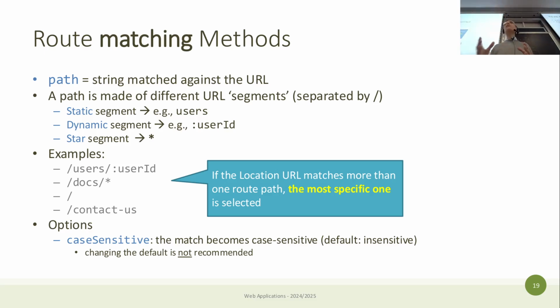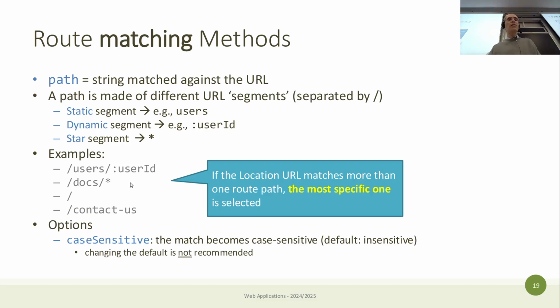And so what's the difference? Well, the most specific path is matched. So the router knows which routes are available, and if you write slash contact us, the route will not match slash. Of course, slash will match, but slash matches with everything, right? But it's not the most specific one. There is one which is longer and more specific that matches the URL.